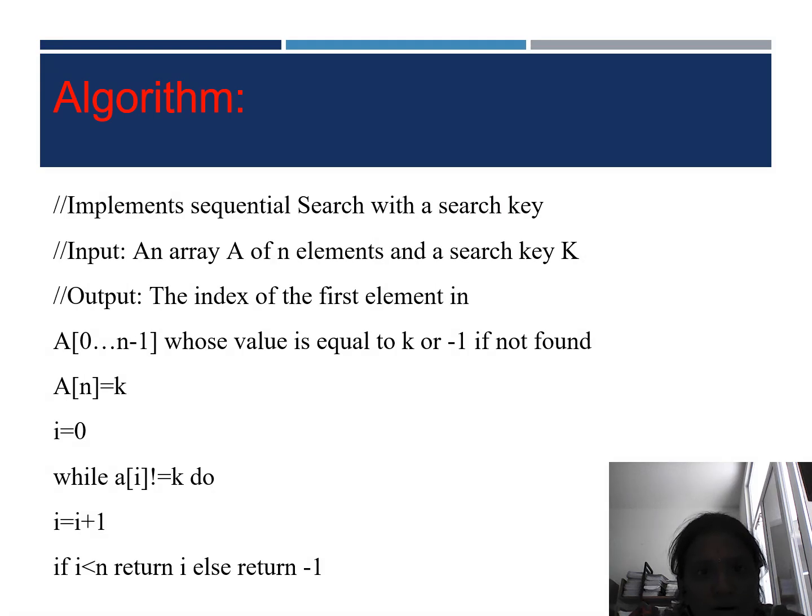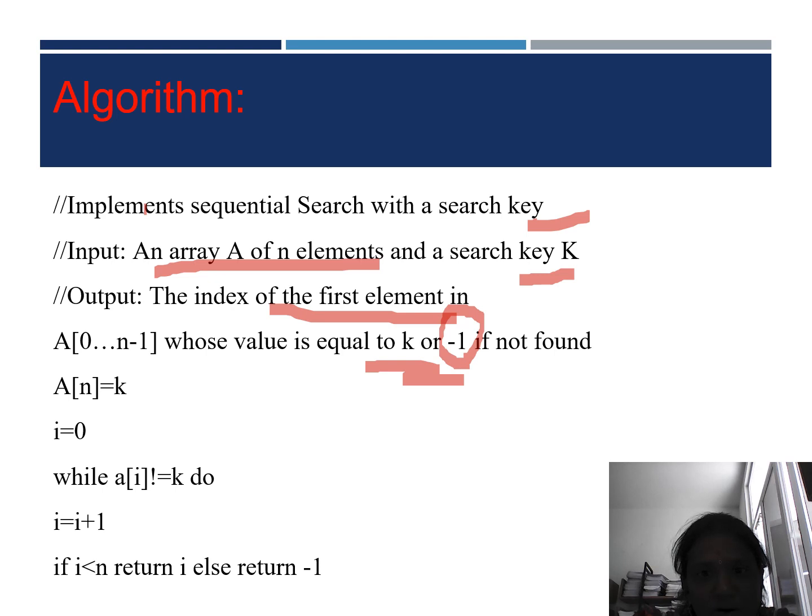This is the algorithm for linear search. The first step is to implement sequential search with a search key. Our input is n elements and also a search key. The output is the index of the first element in the array from 0 to n minus 1 whose value is equal to k. If the search key is found, we return that index, or else we return -1 if the search key is not in the array.